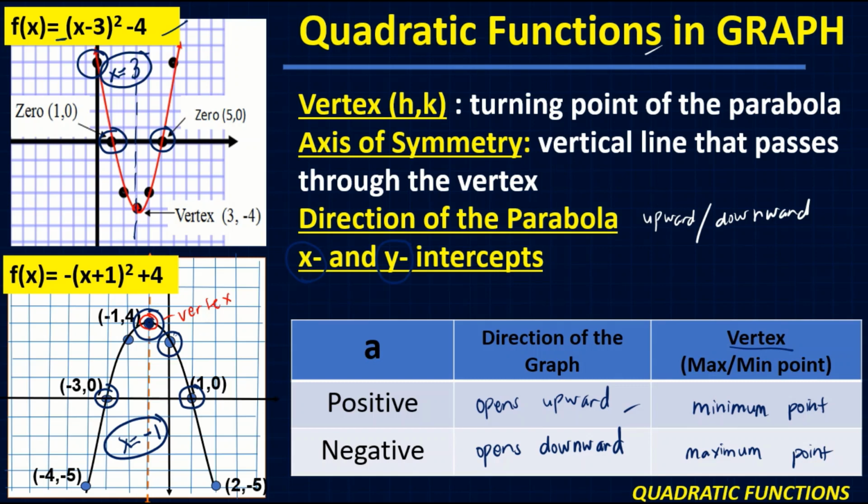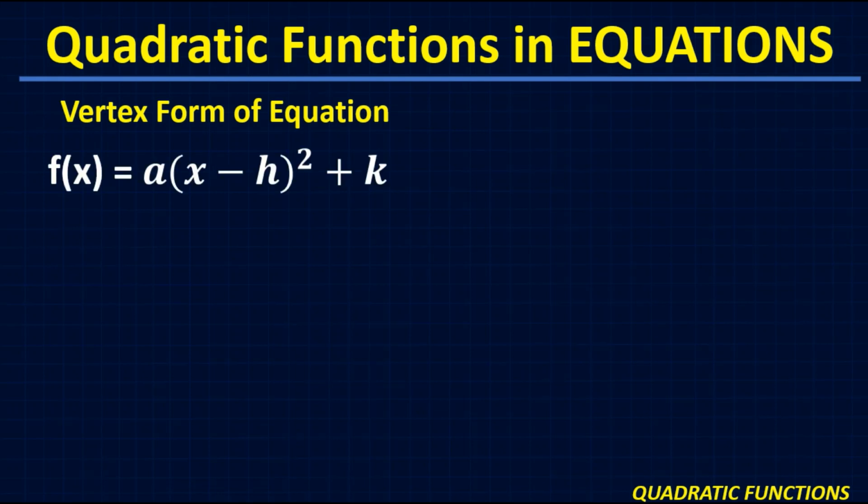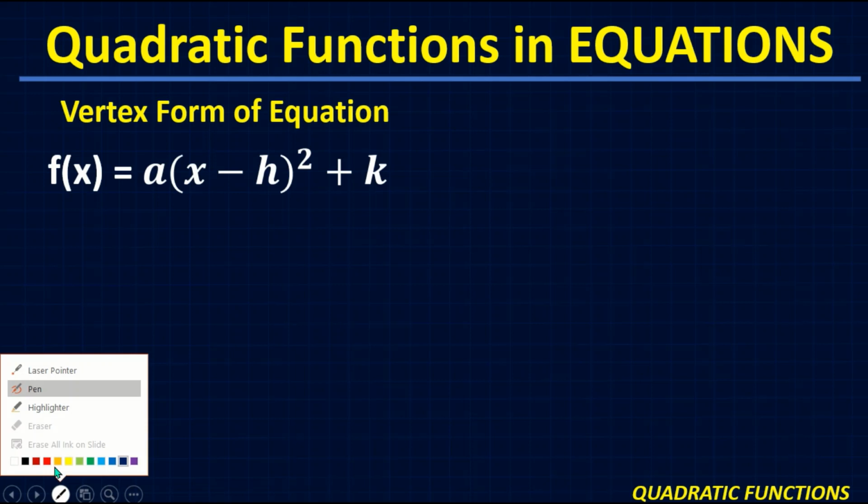Okay, so I do hope that you have the idea about the quadratic functions in the graph. Now, in quadratic functions, in terms of equations, we have the vertex form of the equation in the form of f of x is equal to a times the quantity of x minus h squared plus k.